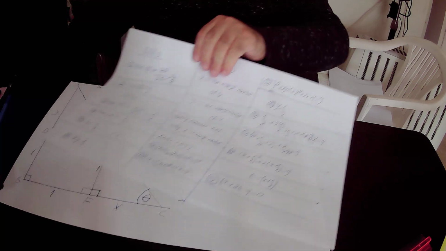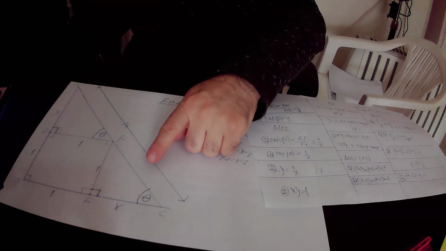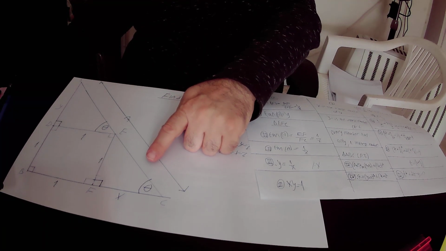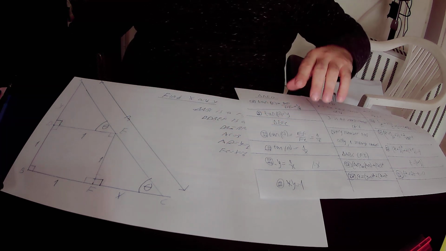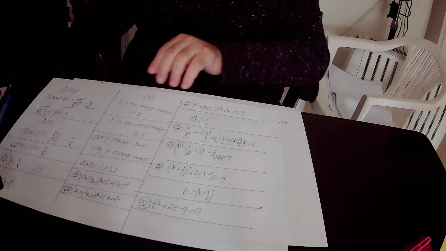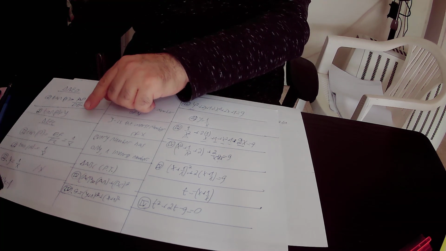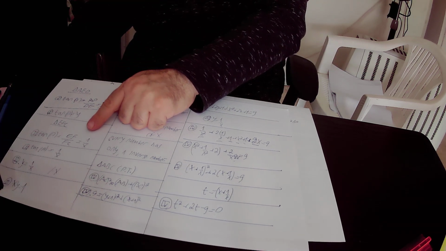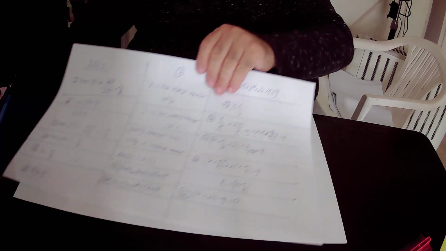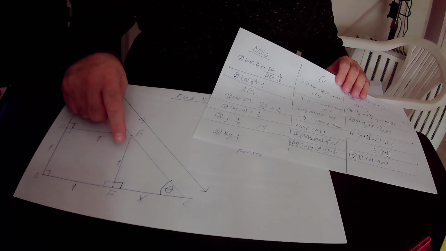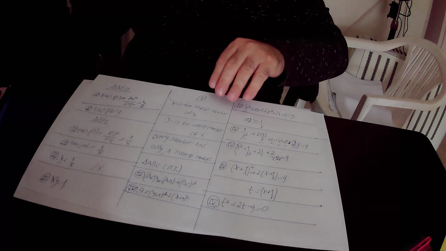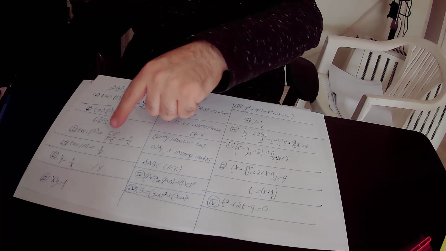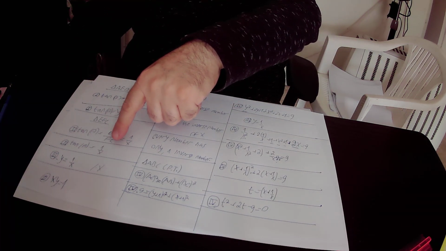Then we focus on the right triangle, triangle EFC. In the right triangle EFC, we know that tangent theta equals EF over FC. Here, EF equals 1 and FC equals X. In conclusion, we found that tangent theta, according to equation number 2, equals 1 over X.